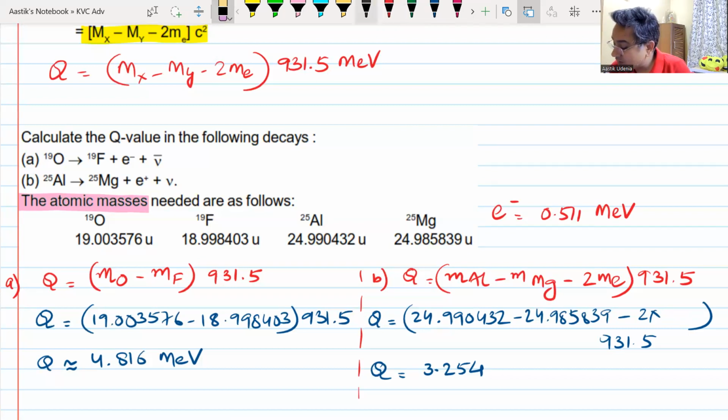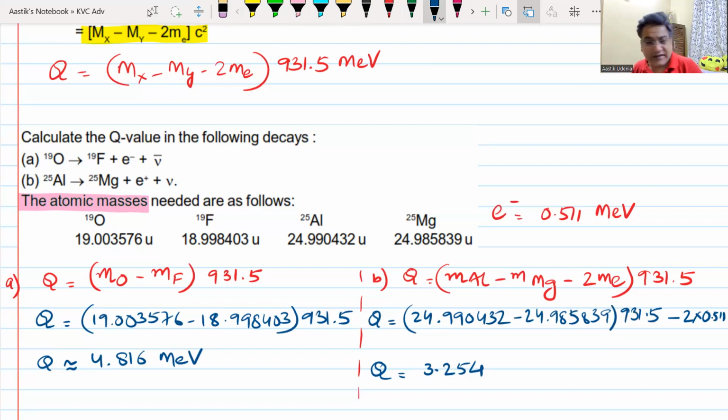I should use the mass of the electron, and mass of the electron can be written like this: 0.511 divided by c square. This has to be multiplied by 931.5 and subtracted by 2 into 0.511. That would be a better way of writing this. I hope you have understood this. I made a mistake here.